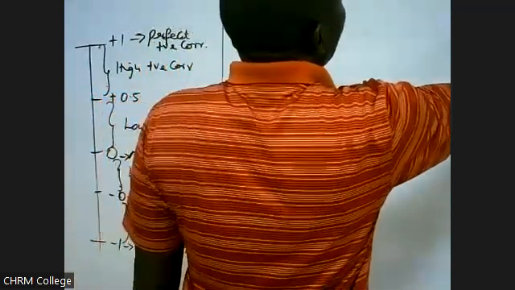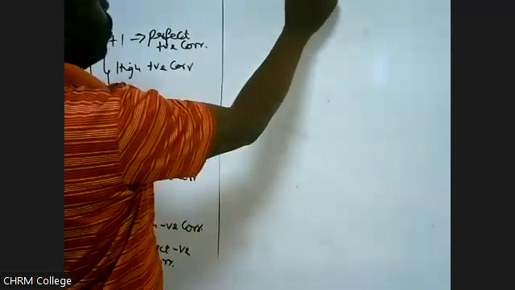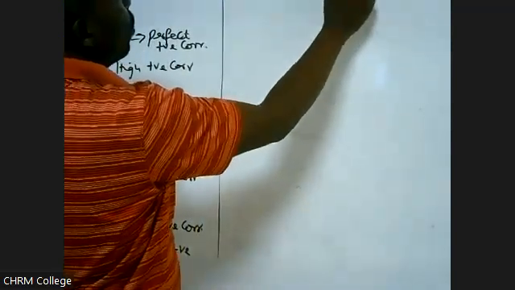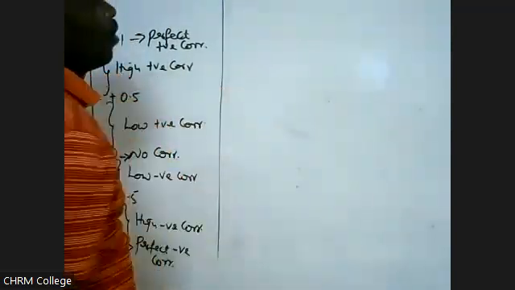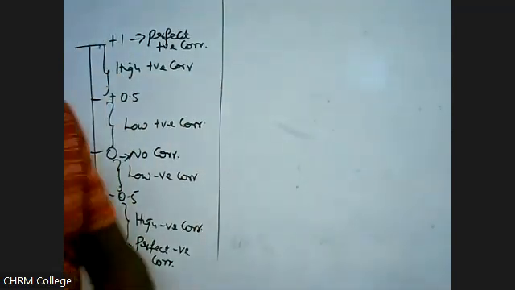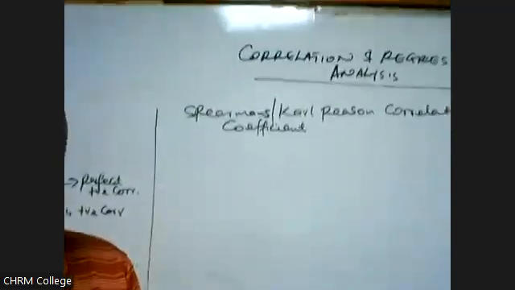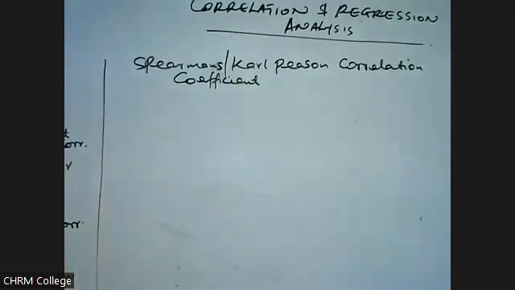Correlation coefficient. The Pearson, sorry, it is known as the Pearson. That is the first one. The Pearson correlation coefficient. This one is normally calculated by a formula. The formula is a bit lengthy, but it is easy to understand.